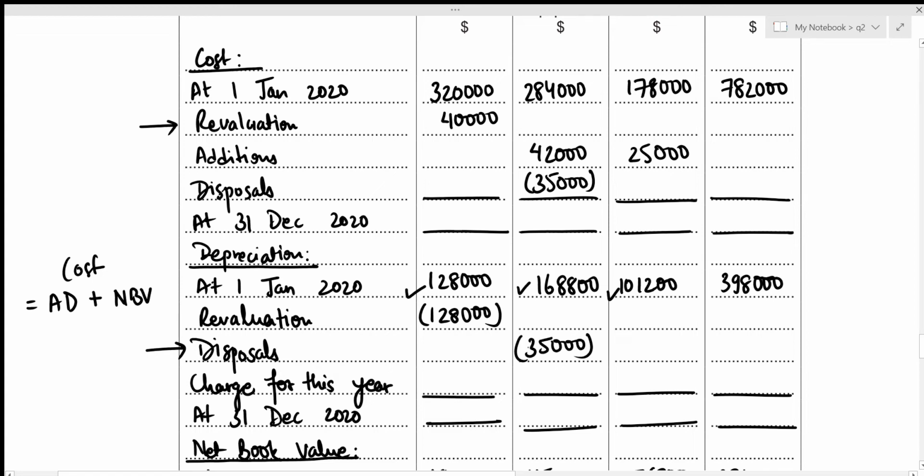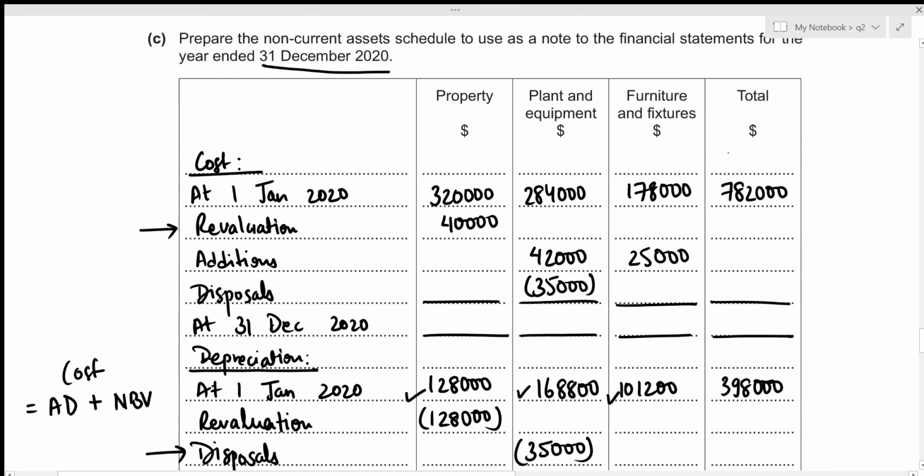Okay, so for cost, we included everything. Now let's figure out the total. For revaluation, that is just 40,000. For additions, that's 42,000 plus 25,000, which results in the value of 67,000. And for disposals, we only disposed plant and equipment amounting to 35,000.